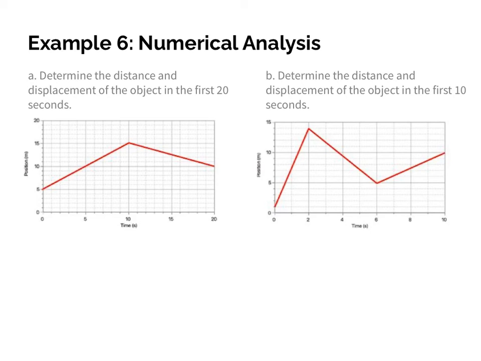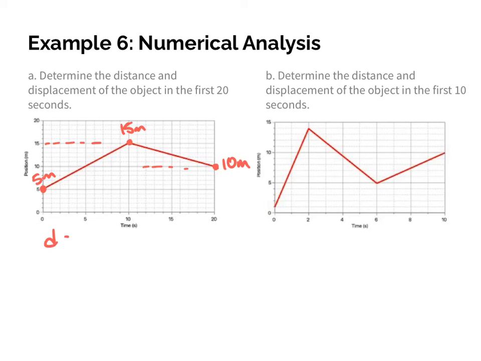So you'll see here from this position versus time graph, we have an object starting here at a position of 5 meters. In the first 10 seconds, it goes to 15 meters. So it starts here at 5, and then it goes back to a position of 10 meters. And all I'm doing is just reading the graph at where it's located, okay?